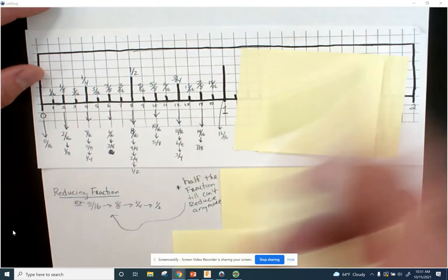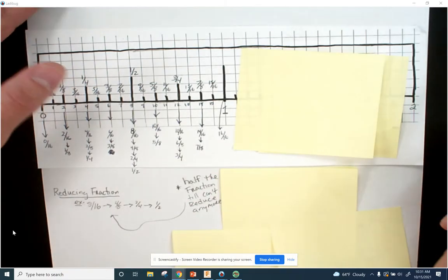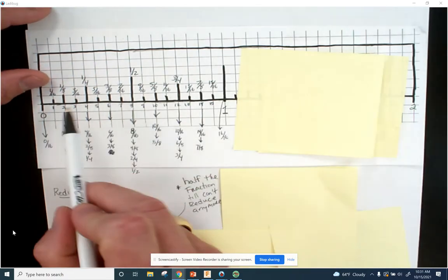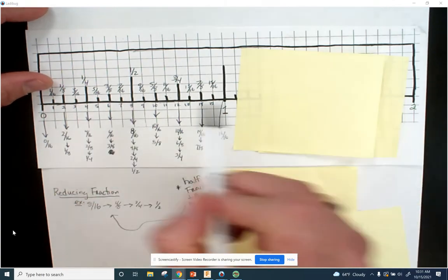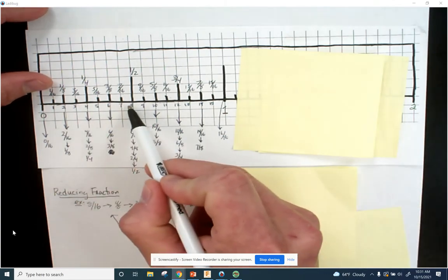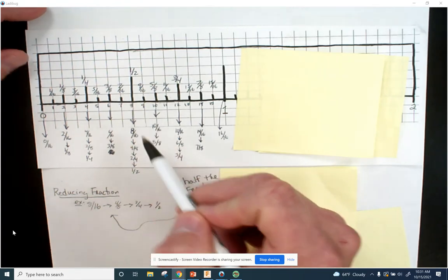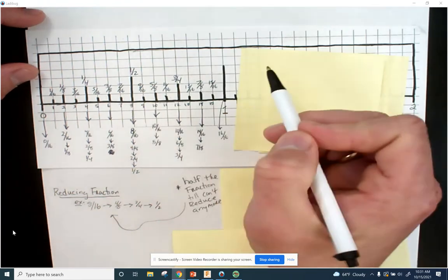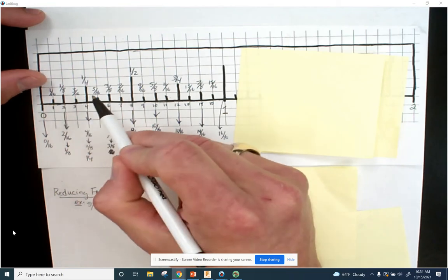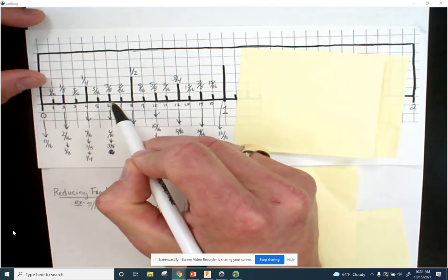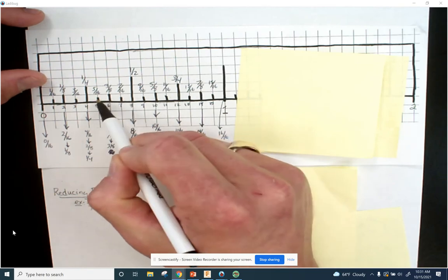So if you don't have these memorized, which is perfectly fine, I don't necessarily have them memorized, you can always count the tick marks, figure out which 16th mark it is, whether it's the 6, 7, 8/16, 9/16, and then start reducing them. Certain ones don't get reduced. So the 16th marks, which are actually in between the 8th marks, don't get reduced.